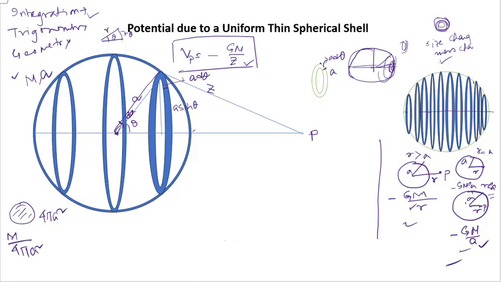If I cut this ring and open it like a rectangle, one side becomes a d theta. The radius of the ring is a sine theta, because the radius of the sphere is a, so the ring's radius is a sine theta. So now the area is a square sine theta d theta. I hope up to here it is clear.